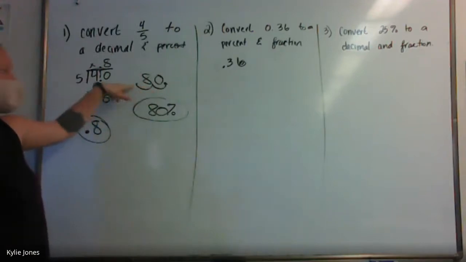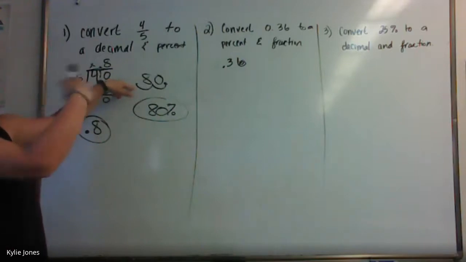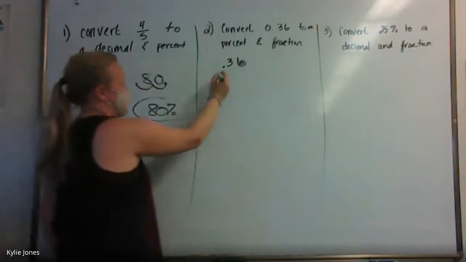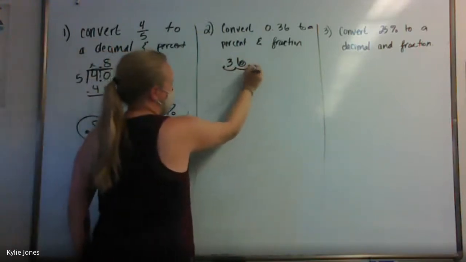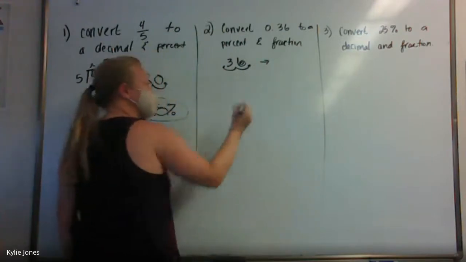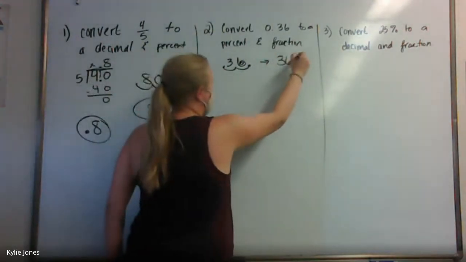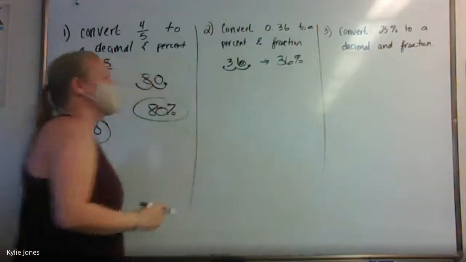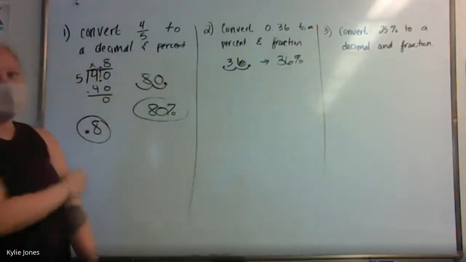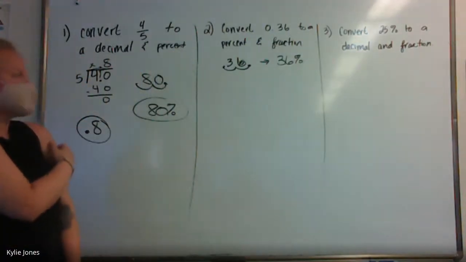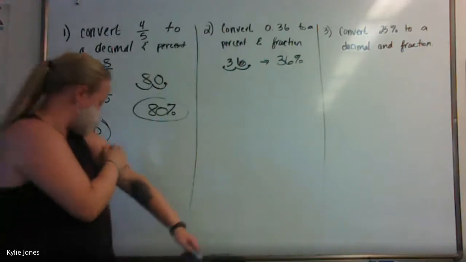We need to do the same process as we did here. What did I do with the decimal? I moved the decimal twice. To the left or to the right? To the right. 1, 2. What's the percent? 36%. Good. Now, how do I make this decimal into a fraction? Put it over 100. Good.